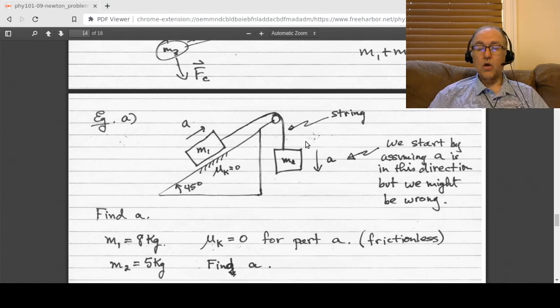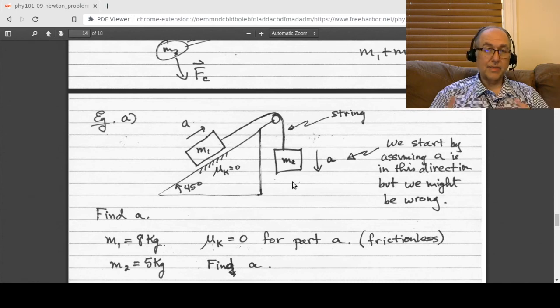So when your intuition doesn't help, or you can't see which one's going to win, like, is M1 pulling down the incline plane going to be bigger than M2 pulling down? If M1 wins, then the acceleration is going to be opposite the direction I showed you here. Or is M2 going to be strong enough to pull it such that M1 is accelerated up the inclined plane and M2 drops? Which is the way I've drawn it in this diagram.